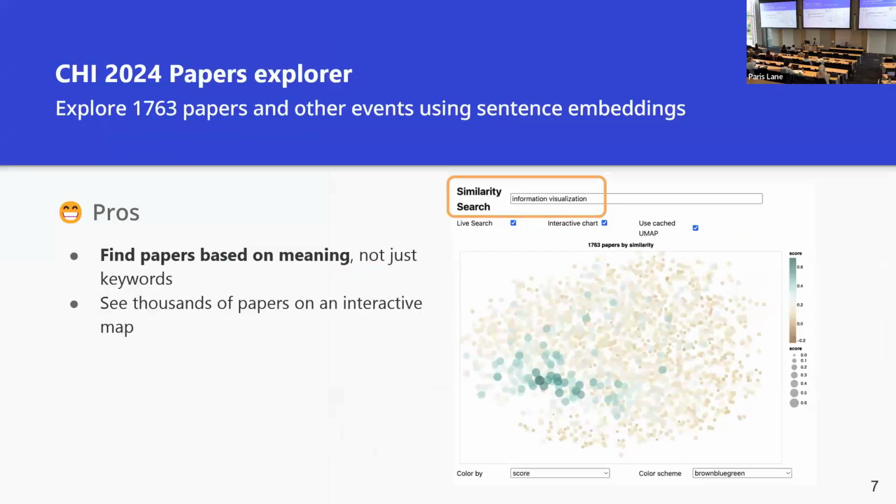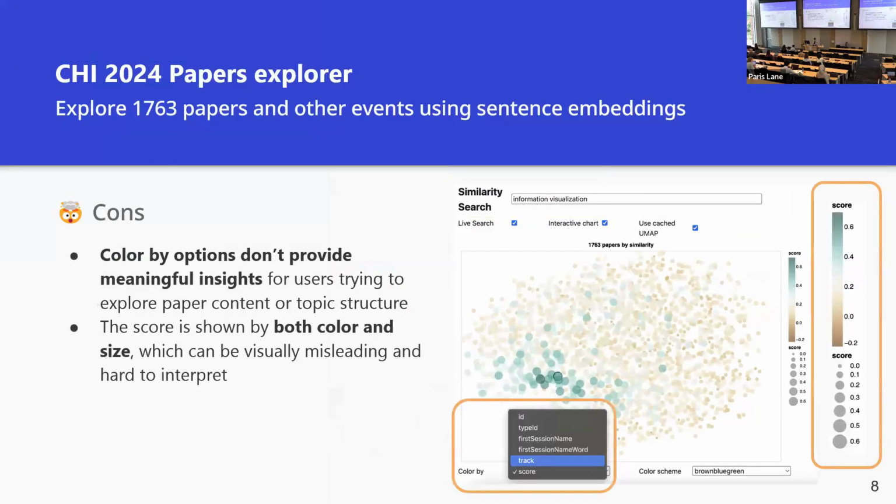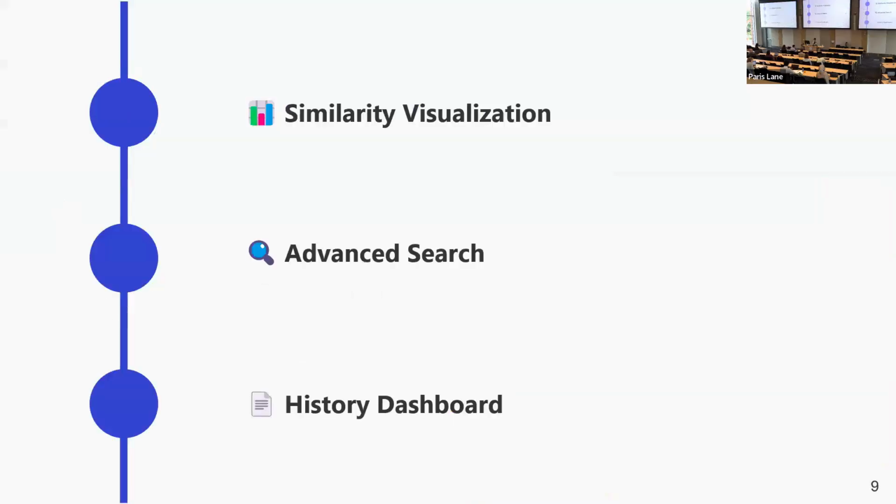The CHI 2024 Papers Explorer succeeds in finding papers based on embeddings, not just from keywords. However, we find that the color by options don't provide meaningful insights, and the score is represented by both color and size, which makes it confusing. These limitations motivate us to think, how can we improve this experience? Then we built the tool.